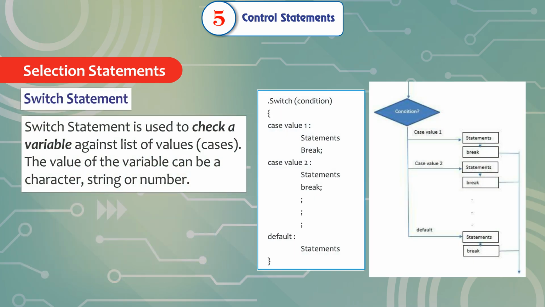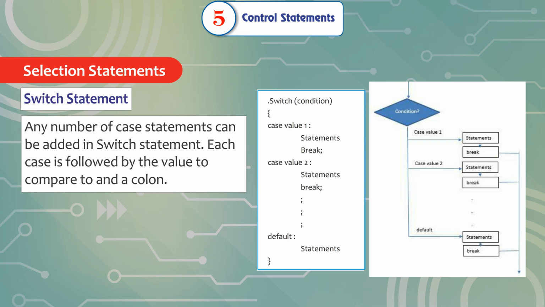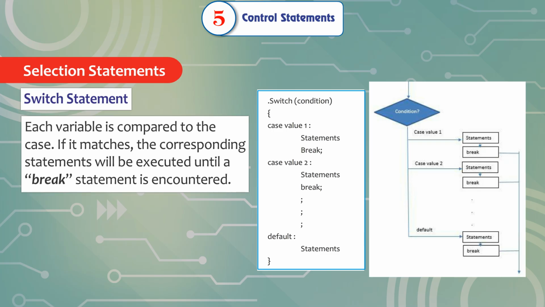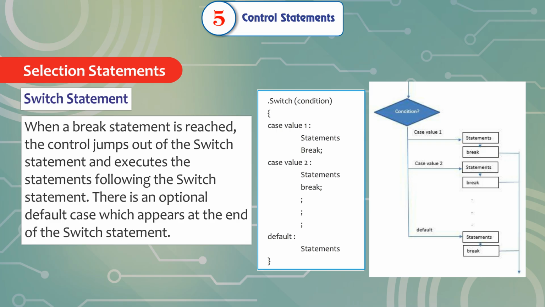Switch statement. Switch statement is used to check a variable against a list of values called cases. The value of the variable can be a character, string or number. Any number of case statements can be added in a switch statement. Each case is followed by the value to compare to and a colon. The variable is compared to each case. If it matches, the corresponding statements will be executed until a break statement is encountered. When a break statement is reached, the control jumps out of the switch statement and executes the statements following the switch statement.